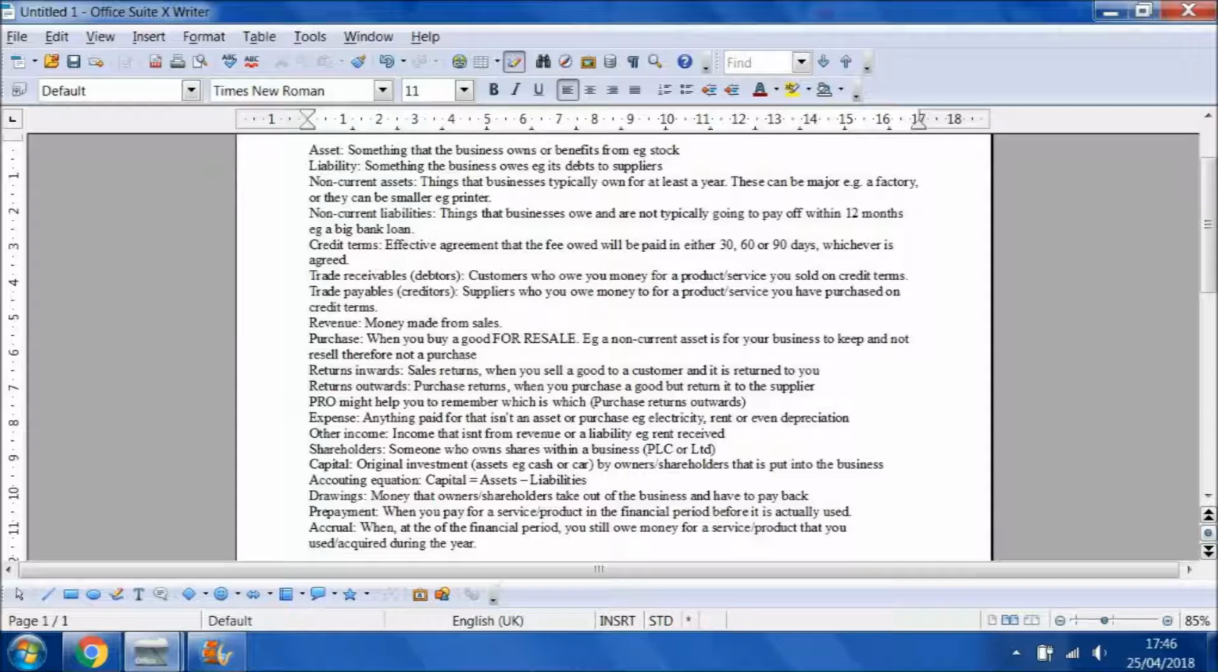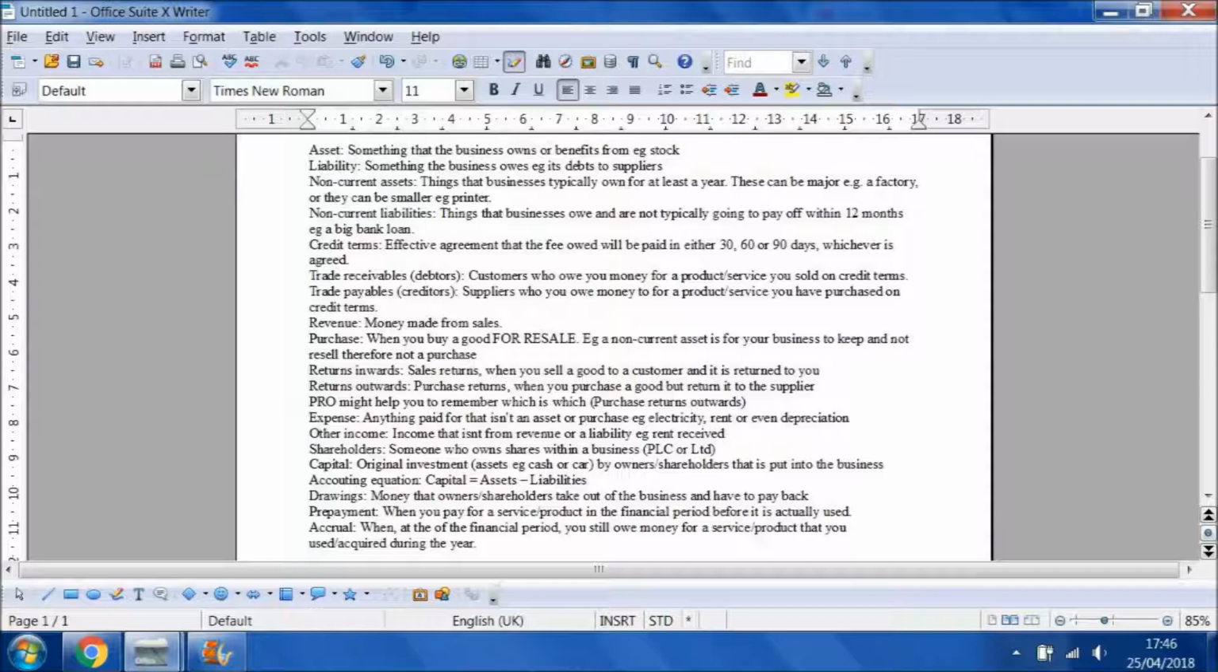Revenue is the money that you make from sales. A purchase is when you buy a good specifically for resale. For example, a non-current asset is for your business to keep and you are not reselling that, therefore it's not a purchase. Whereas stock that you buy, you are planning to resell it, therefore that is a purchase.